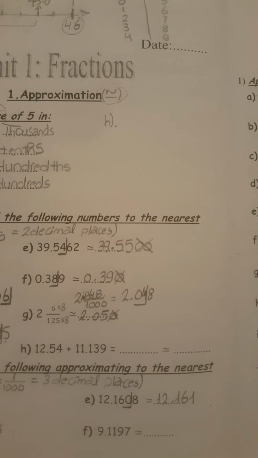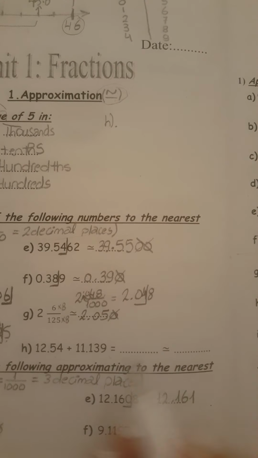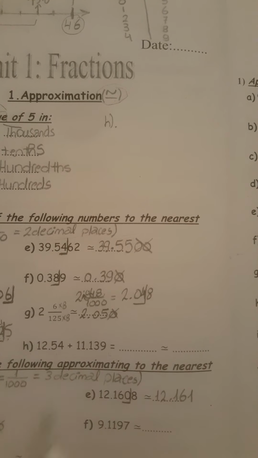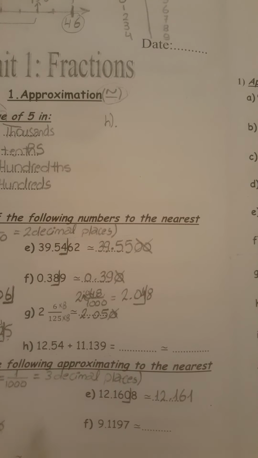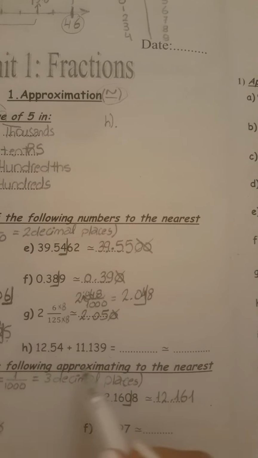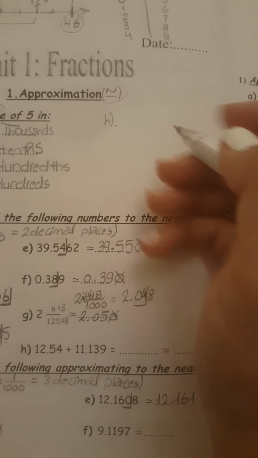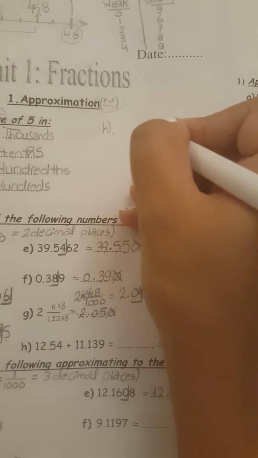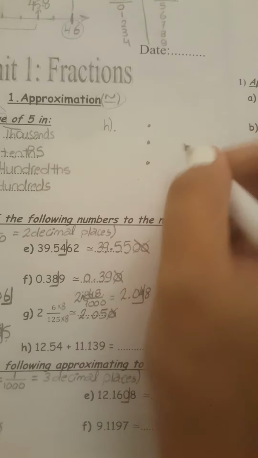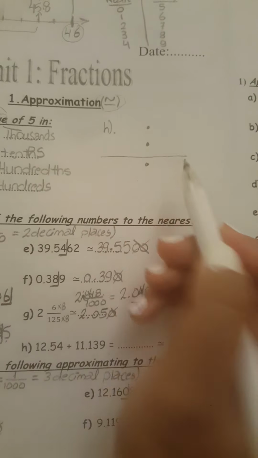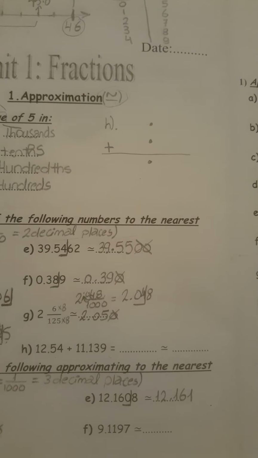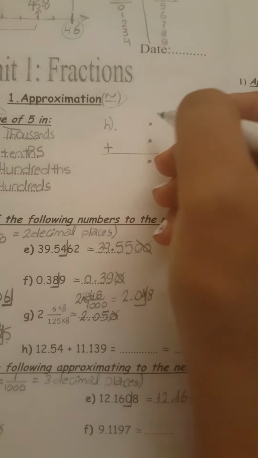Let's see letter H. Here I have 12.54 plus 11.139. How will I do this? First I will make the addition. How do I do the addition for decimals? It's very easy. The most important thing: I will put point under point like this, and it's plus, and start writing the digits under the digits, each place under each other.